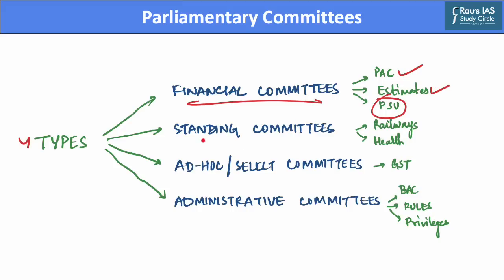Further, there are standing committees as well, and these standing committees are also known as departmentally related standing committees. They are aligned with specific ministries and examine their performance and budgets. Further, they also examine the bills and subjects which are related to their respective ministries. For example, there is a committee on railways as well as a committee on health. Now, the third type of committee is called an ad hoc or select committee.